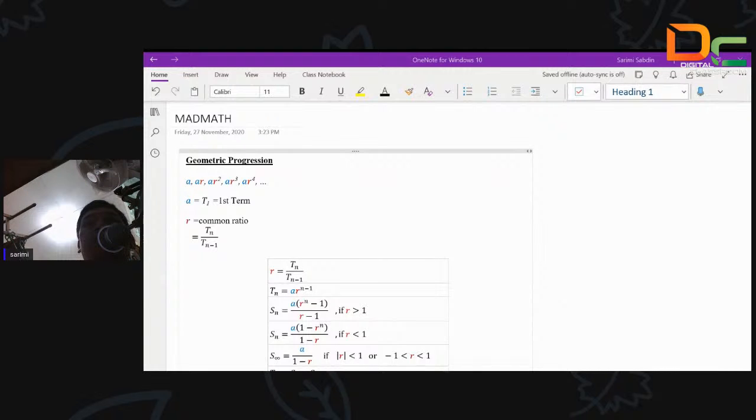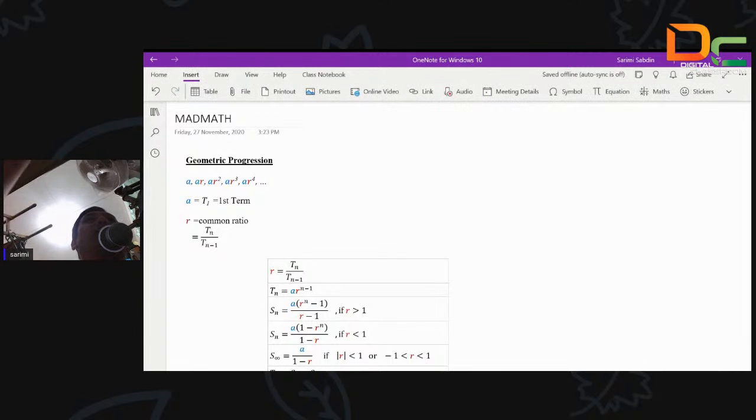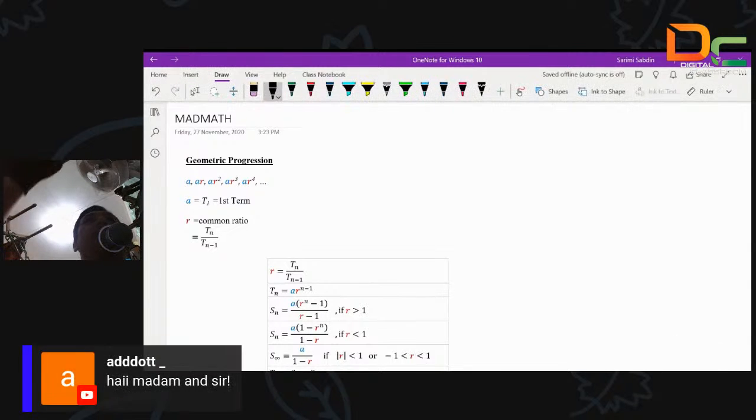Alright, so the topic for tonight is geometric progression, which is one part of sequence and series, for SES. In this part, geometric progression is about a progression. Sometimes we call it geometric series. Do you know what is the difference between progression, sequence, and series? Are they the same or are they different things?